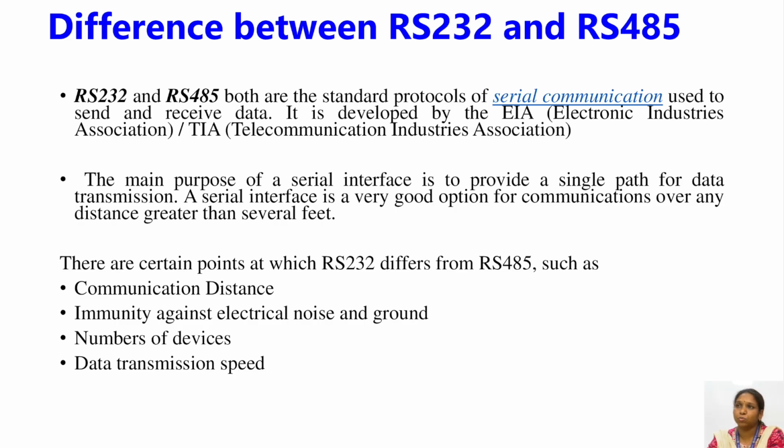Differences between RS-232 and RS-485. RS-232 and RS-485 are both standard serial communication protocols used to send and receive data. They were developed by the EIA, Electronic Industries Association, or TIA, Telecommunications Industry Association. The main purpose of a serial interface is to provide a single path for data transmission. A serial interface is a very good option for communication over any distance greater than several feet.